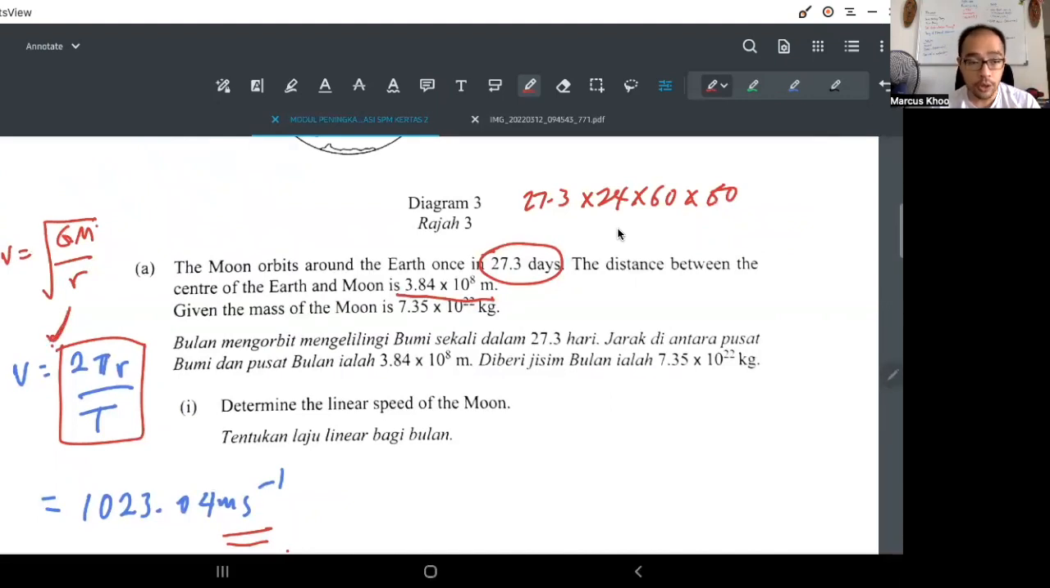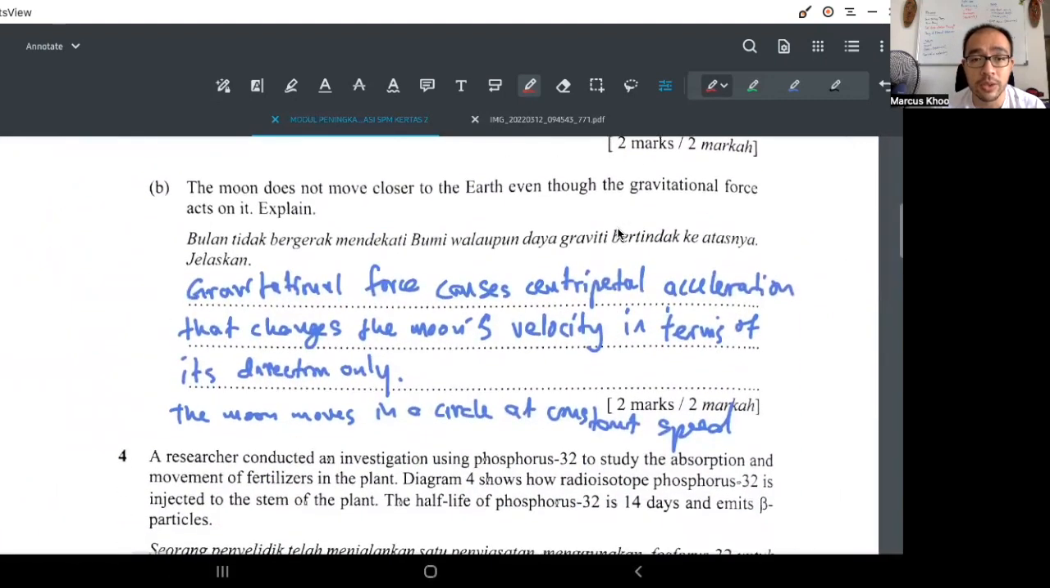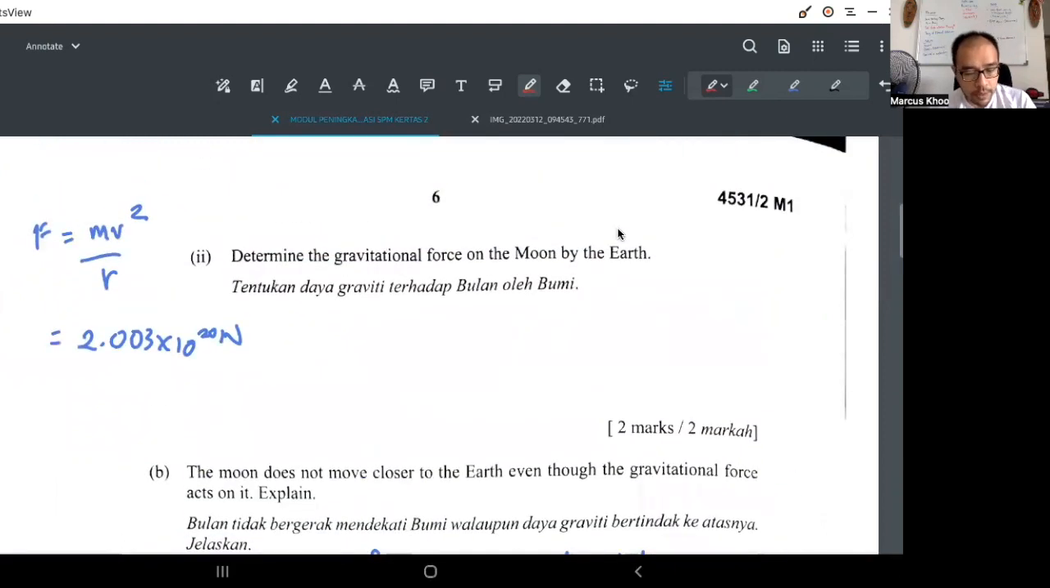But if you don't want to use this, and you want to use this formula, then you have to memorize the value of G, which is very strange. G should be given to you, but they did not give it. So strange. Okay. Determine the gravitational force. The gravitational force is the centripetal force. So mv squared over r.